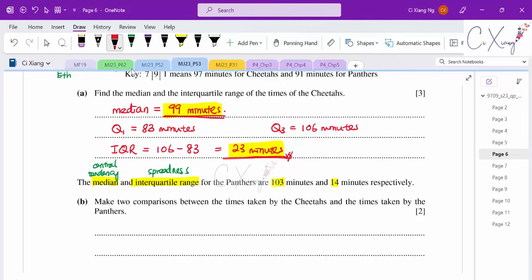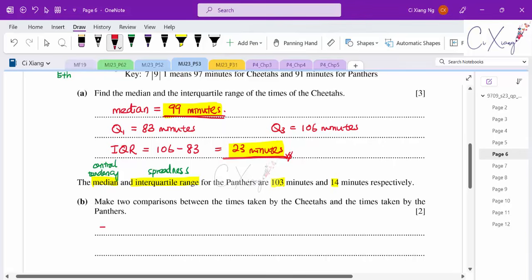If I'm trying to compare the median, the median for cheetahs is 99, and the median for Panthers is 103. So basically 103 is faster, right? Oh sorry, 103 is a longer time. I'm so sorry for that. 103 is a longer time, and 99 is a shorter time. So if we want to comment about which group is faster, cheetahs should be faster.